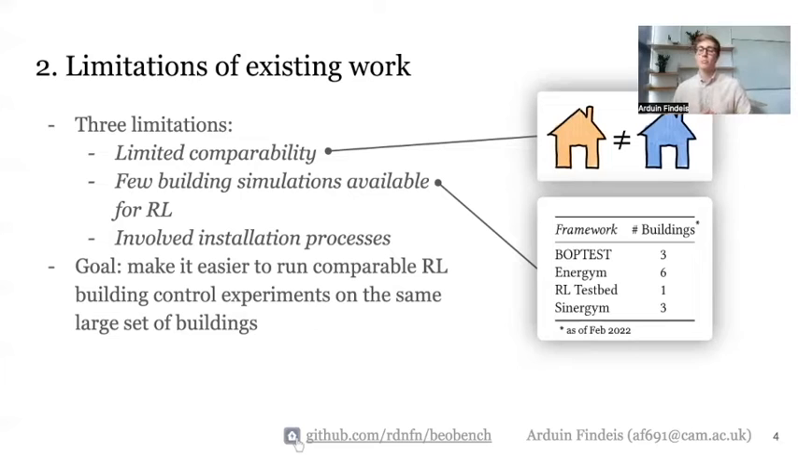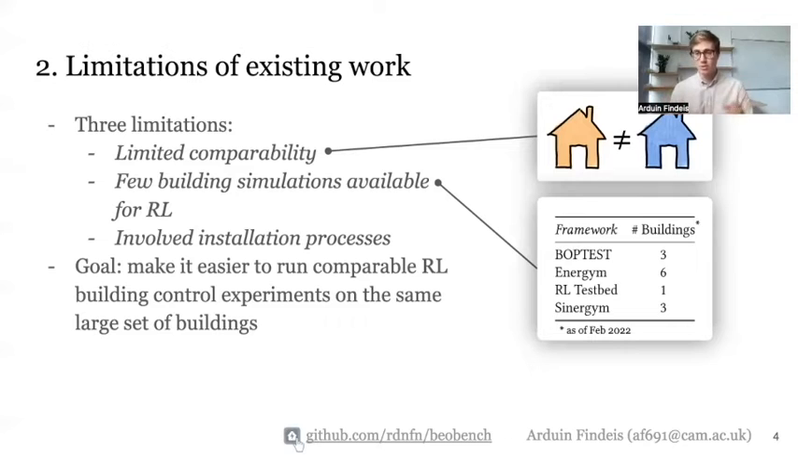So the first one is limited comparability. And that's all because of the way these experiments are designed. Often when a new RL method is being proposed to operate a building, it is evaluated on also a new building simulation. And so if you then want to compare this new method to another prior work method that is evaluated on a different building or different building simulation, that's just not really possible because these numbers are not comparable. These are apples and oranges. So that's where this limited comparability comes from.